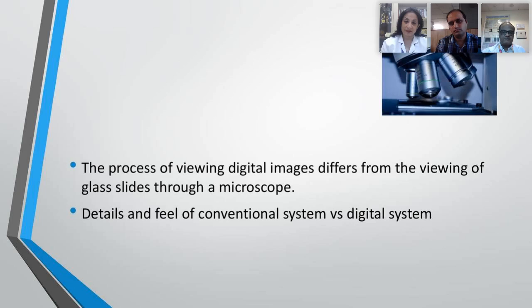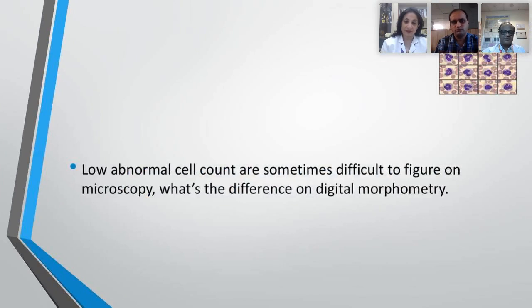Agreed. Now coming to the next question: many times there is a low abnormal cell count on the slide. Sometimes it becomes very difficult to diagnose malignant cases on a slide because of the low malignant count. So is digital morphology a boon over conventional microscopy? Dr. Bhagwat, what would you say on this?